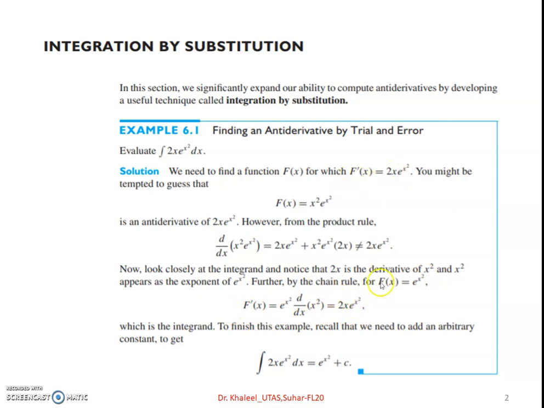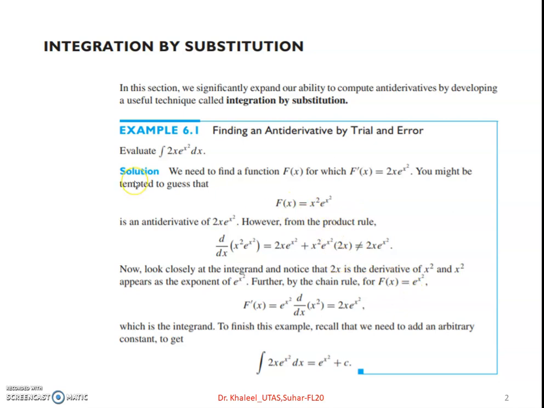That is correct. Therefore, the integral of 2x e to the power x square dx is e to the power x square. Since it is an indefinite integral, I will write plus c. So the first guess doesn't work, but this guess works.